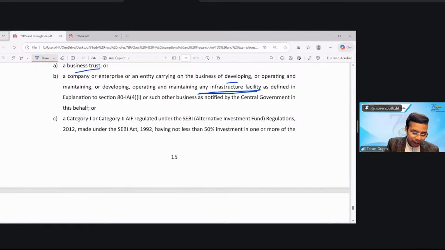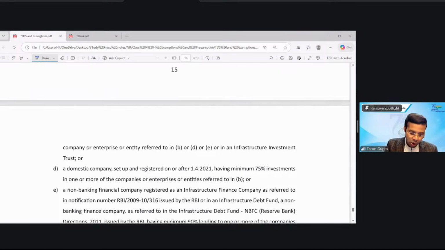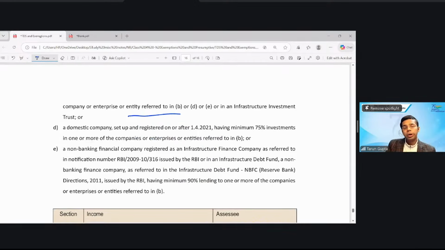Or you make an investment in a Category 1 or Category 2 AIF having not less than 50% investment in one or more of the companies, enterprises or entities referred to in B above, or an infrastructure investment trust. So you understand, whether you invest directly into companies actually engaged in developing infrastructure facilities in India, or you invest in funds which are in turn investing in these types of companies, you will be exempt from whatever types of income you derive from your investment in India.